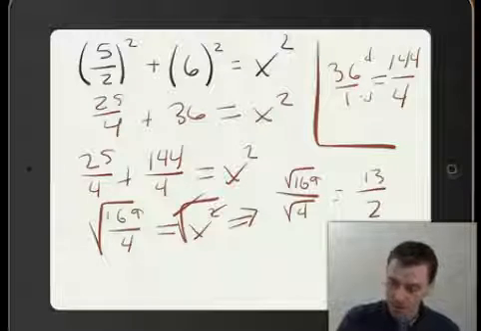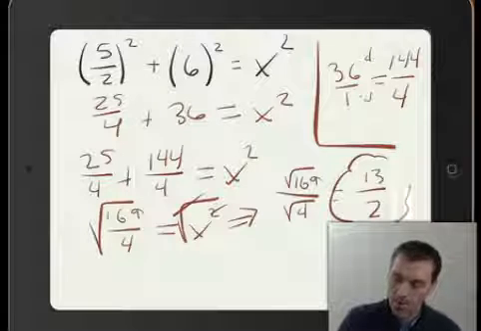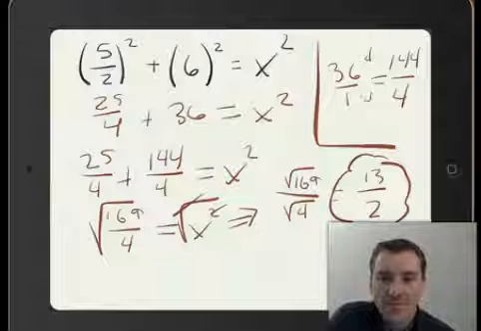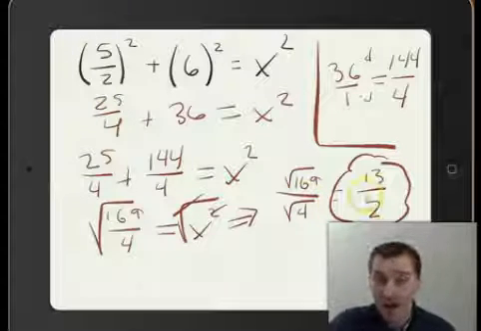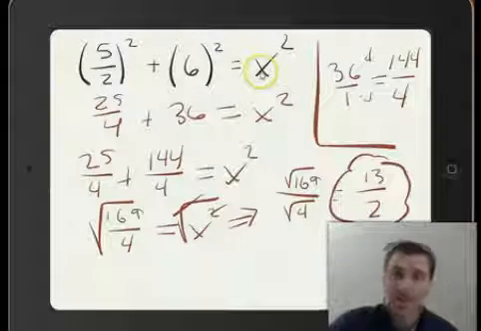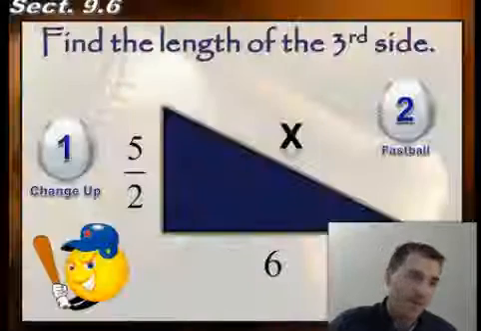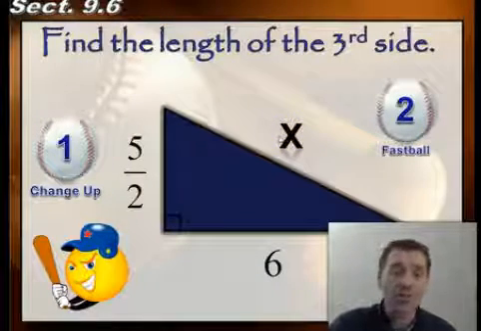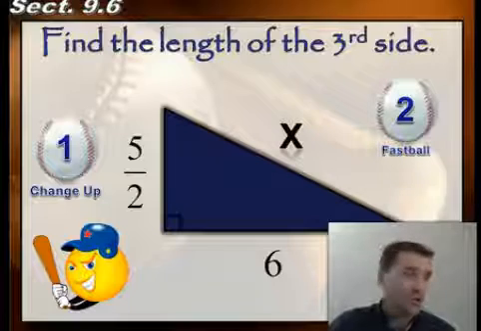My answer is this. Woohoo! Right there. That, ladies and gentlemen, is my answer. 13 over 2 is the x value that we got right here. So that is, let me move this out of the way if I can. Lovely. So that right there, 13 over 2, is the answer for the hypotenuse.